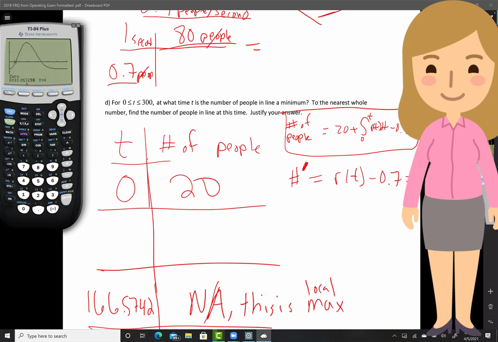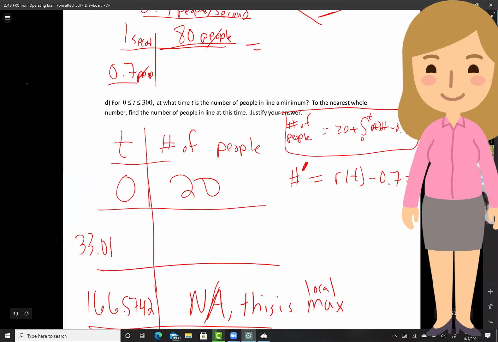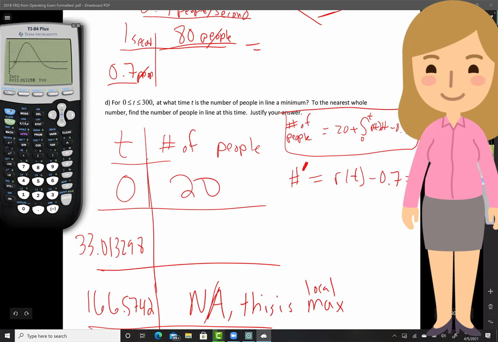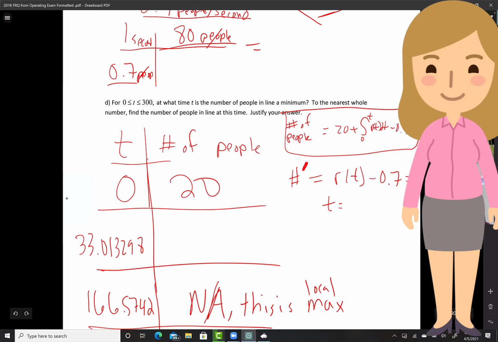33.013298. Store that, guys. So here I am storing it. Second quit, X, enter. I'm going to store that to A. So there it is. And maybe if you want to note it somewhere that you're storing, I'm going to say T equals 33.013298. Store that to A. And then I would put the other one in here, but we're not storing that one to anything.